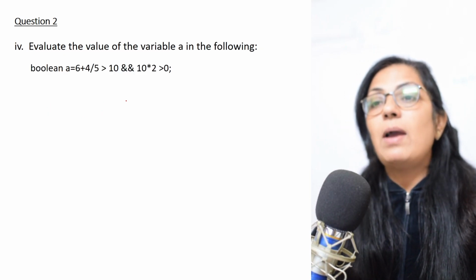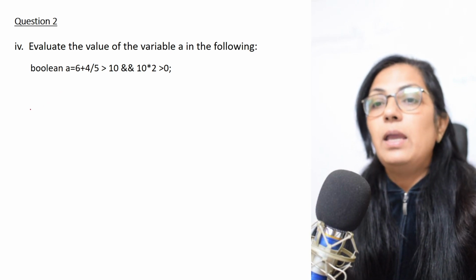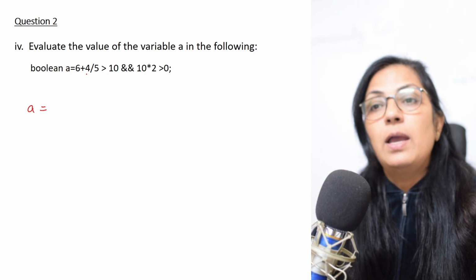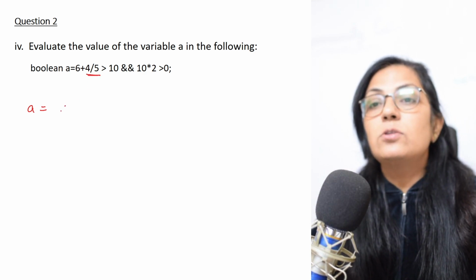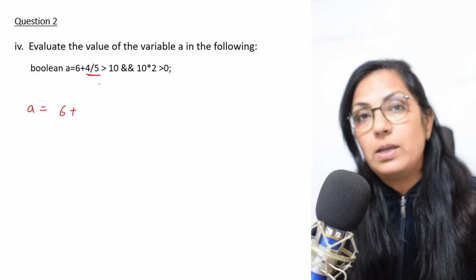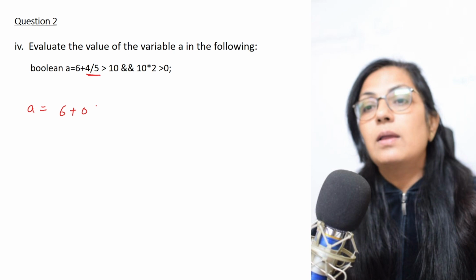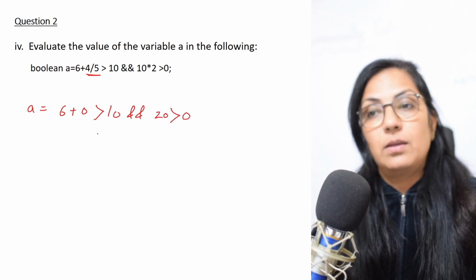The next one, evaluate the value of the variable a in the following. A equals to 6 plus 4 slash 5. Now इसमें किसका प्रेसिडेंस ज्यादा है? स्लैश का. सो 6 प्लस 4 स्लैश 5 क्या होगा? 0 आंसर आएगा, राइट? ग्रेटर देन 10 and 10 into 2 is 20 greater than 0, right?